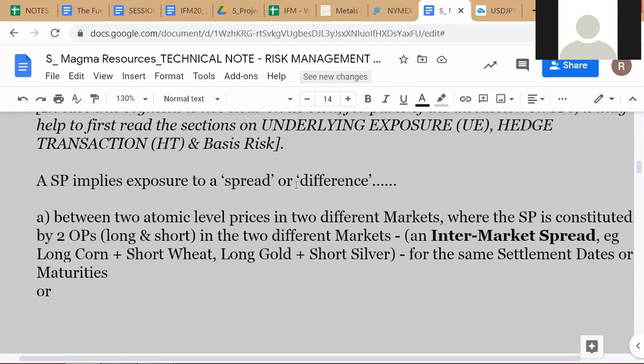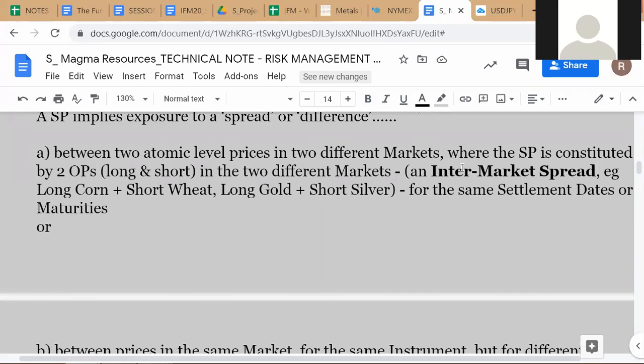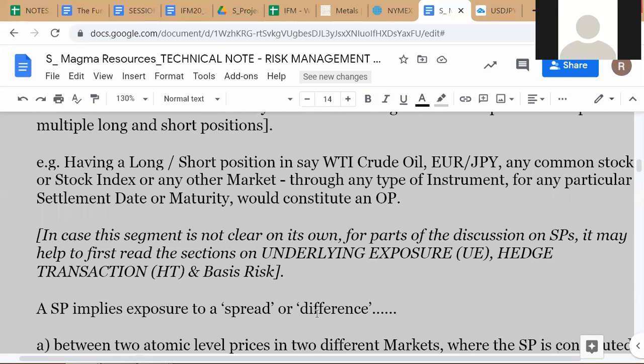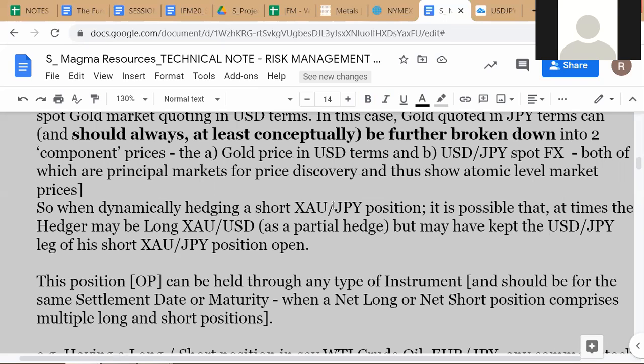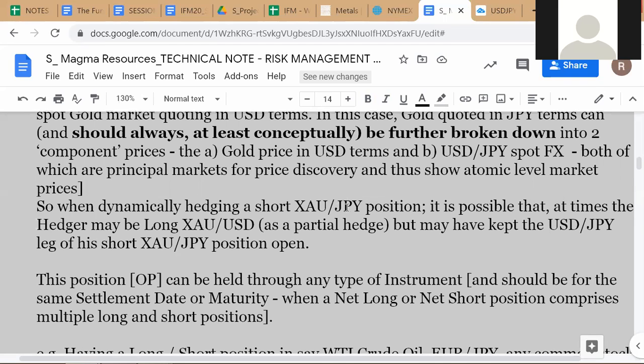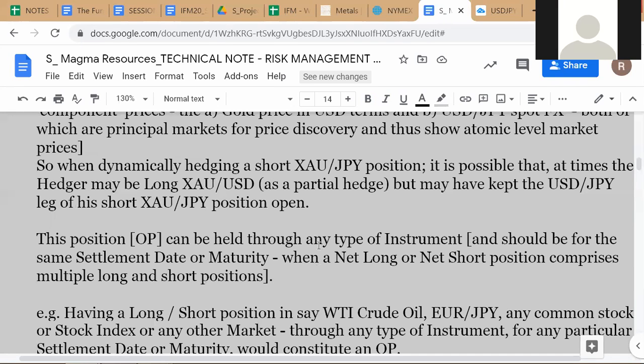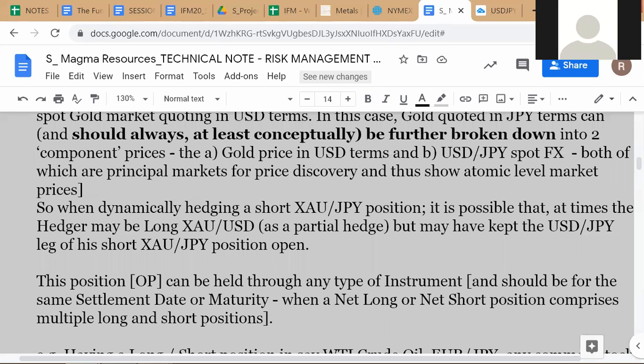You have exposure to a spread or difference between two atomic level prices in two different markets, where the spread position is constituted by two outright positions, long and short, in two different markets. Like this one, that's an example of an intermarket spread, the one we just discussed. A short XAU JPY position is an intermarket spread because it's a combination of two atomic level prices in two different markets. XAU USD is a different market from USD JPY.